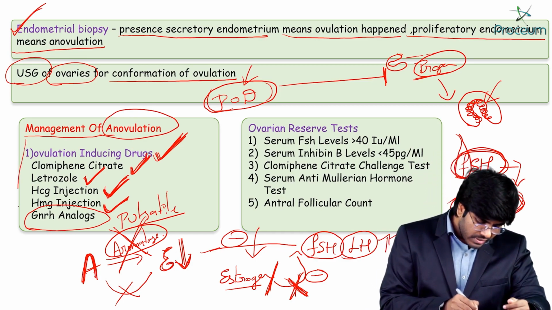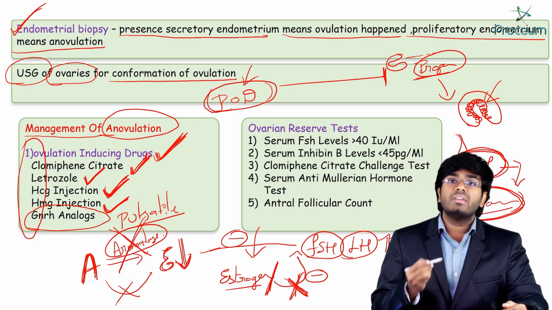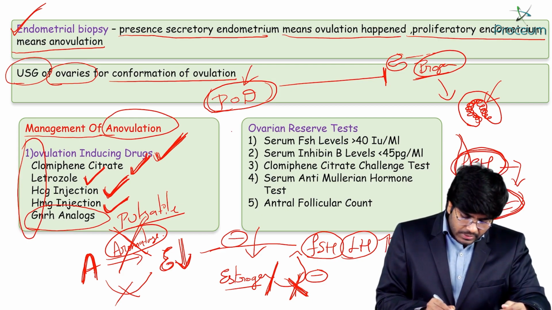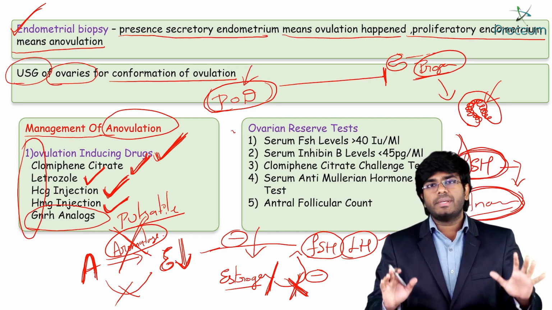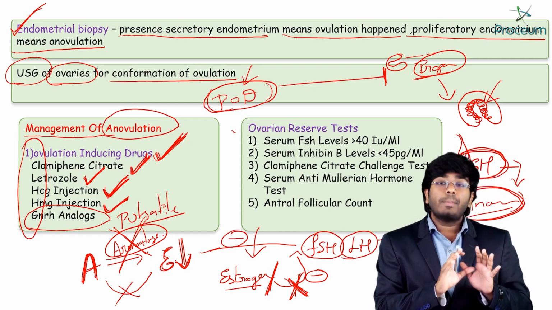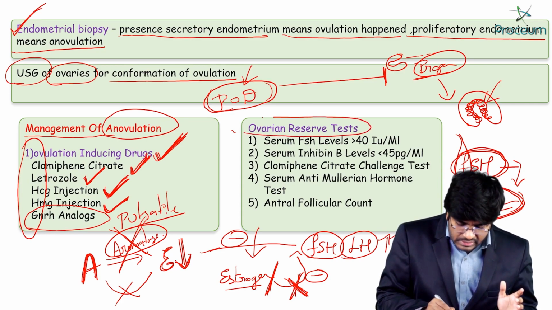So very, very important. What is the management of anovulation? Management of anovulation is by giving ovulation inducing drugs. Now, we have seen what are the tests for ovulation and what are the management of anovulation. Now let's see ovarian reserve.